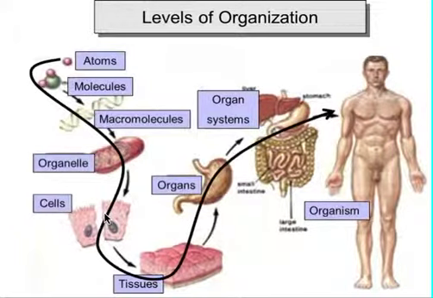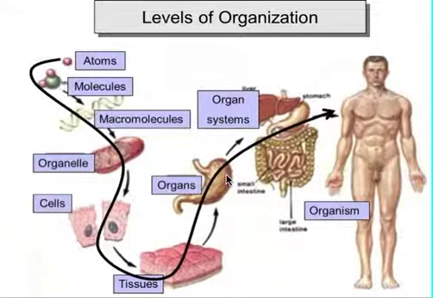And cells that work together to perform a specific function form tissues. So we are now at the tissue level of organization. Now, two or more different types of tissue form organs. Okay? And then here we have again the stomach.